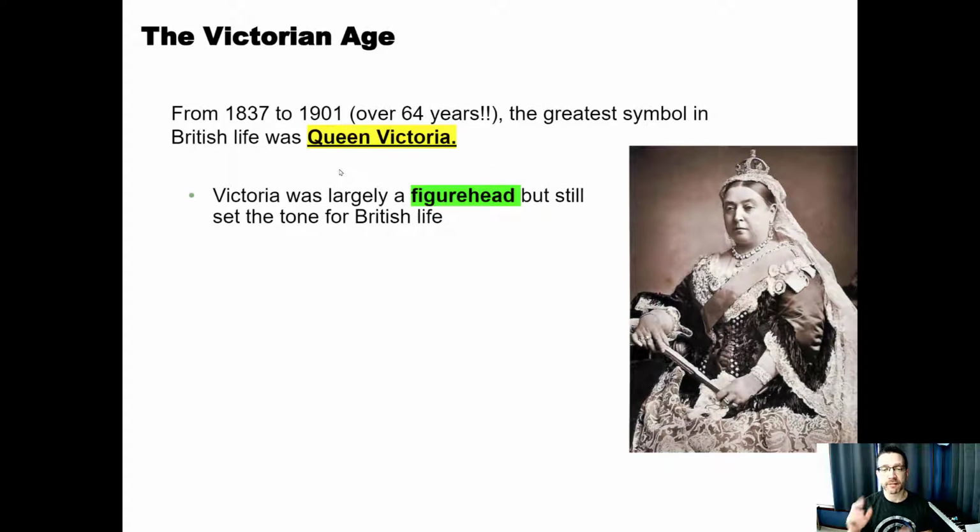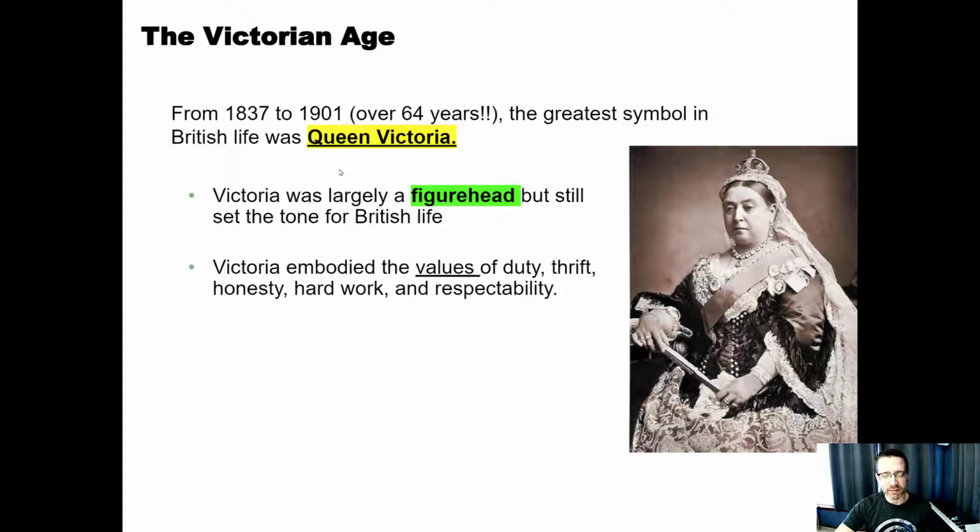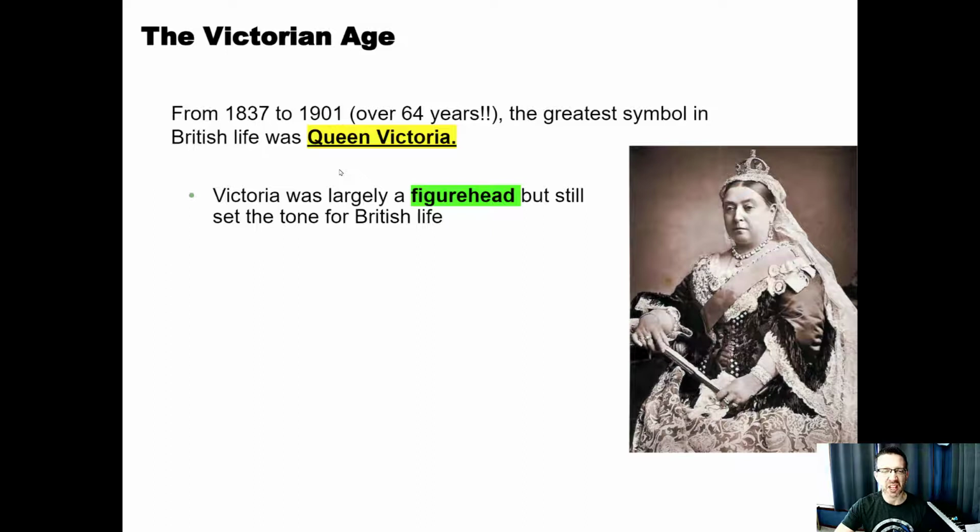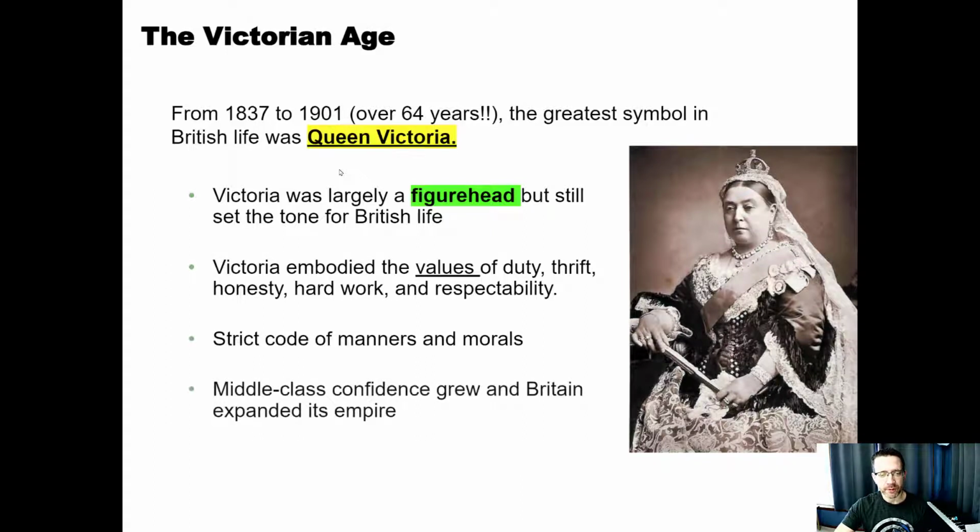So she was largely a figurehead, but still set the tone for British life. When I learned about the Opium War, I'm like, man, that Queen, but she didn't necessarily have the power. They still had a parliament system and a prime minister, right? She embodied the values, though, so she set the tone and represented the culture and what it is to be British. Her values were duty, thrift, honesty, hard work, and respectability. When I think of early British life, that's kind of what I think about too. So she set this strict code of manners and morals.